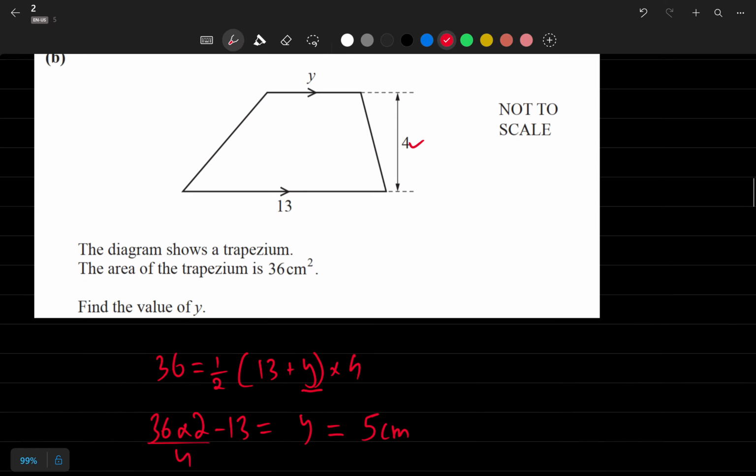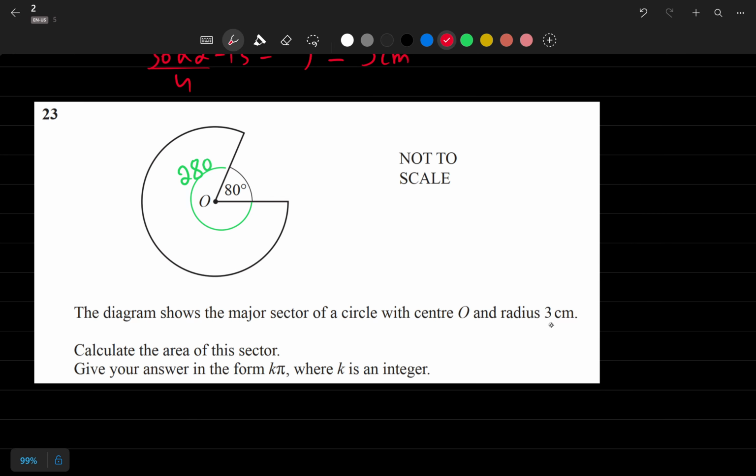Moving on to the next question. The diagram shows the major sector of a circle with center O and radius 3 centimeters. Okay, now you know that if this is 80, this is automatically 280 because 360 degree is a total area of a complete circle. So if this part is 80, this missing sector is 80 degree, the rest is 280. The sum of 280 and 80 will always be equal to 360. So 360 minus 80 gives you 280 degree, which is the angle of center O.